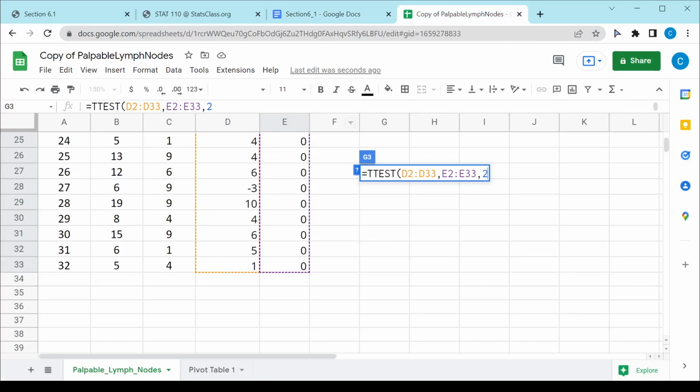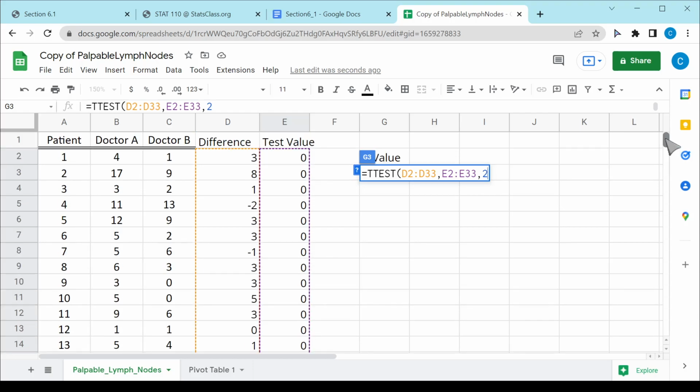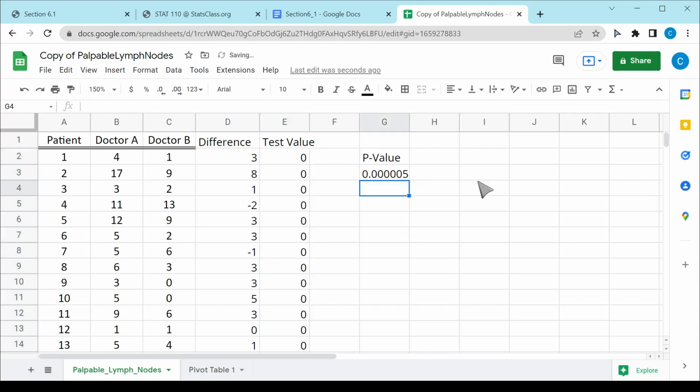Now this analysis is based on the differences, so that is going to be the paired t-test. Hit enter, and the value that I get back out is again the p-value. 0.0000, it's very small. Very small indicates that I definitely have a difference here.